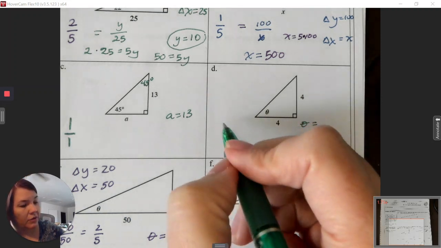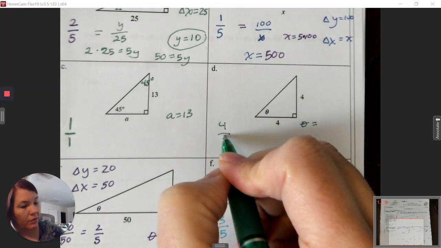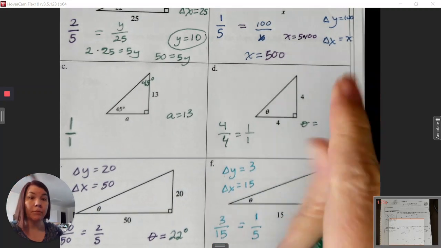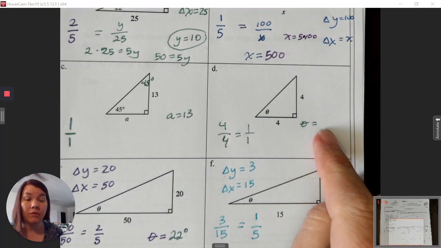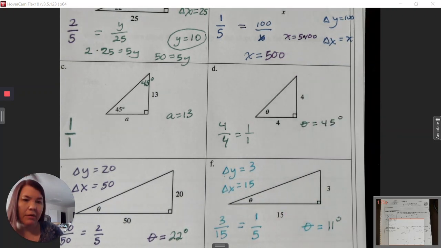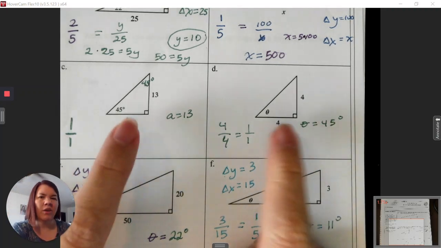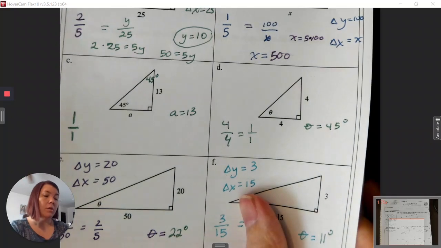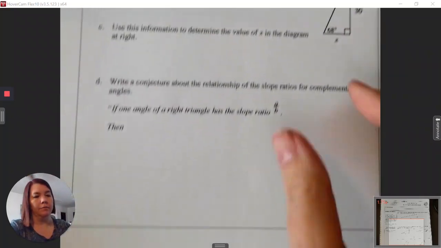And this one, my ratio of sides is 4/4 or 1/1. So again, I'm not telling you. Figure it out. Okay, it's 45 degrees. I hope you figured that one out easily though, especially since it followed right after that one. Okay, so there we go. That's page 1.